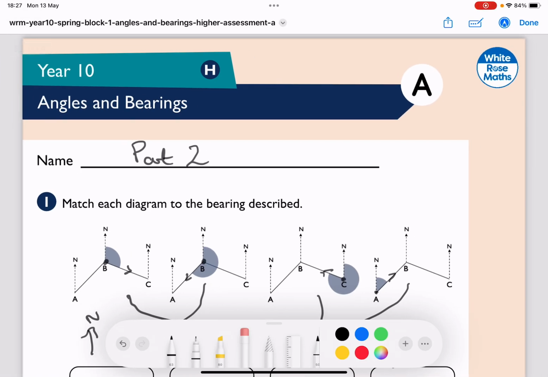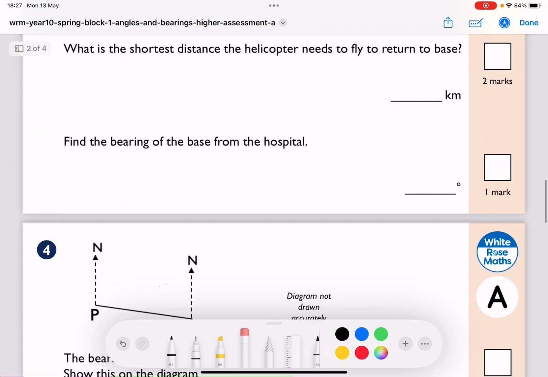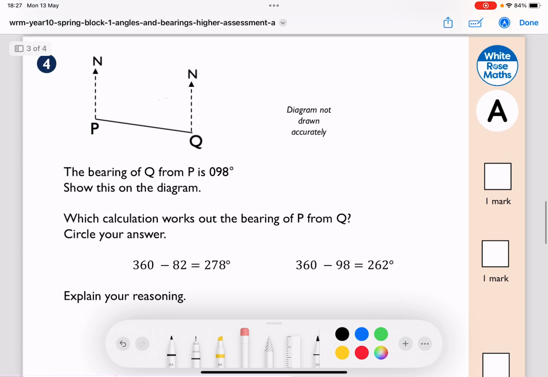Okay, angles and bearings higher, part 2. I'm going to flick through the drawing ones. They need to be done another day. I'm going to have a look at this question here.